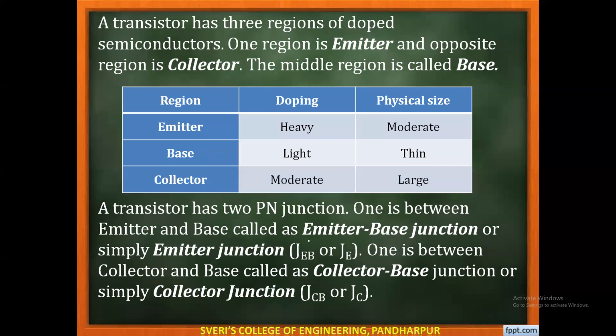Okay. And now please concentrate here. As I already mentioned, the transistor has 2 PN junctions. One is in between the emitter and base terminal. We call it an emitter base junction, or simply emitter junction. It is indicated with this. And another one is in between the collector and base terminal. We call it a collector base junction. We can denote it with JCB or JC.